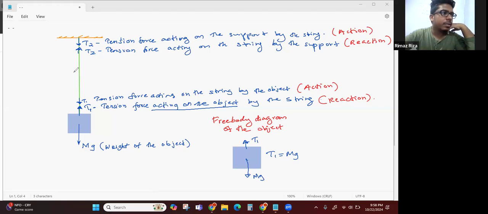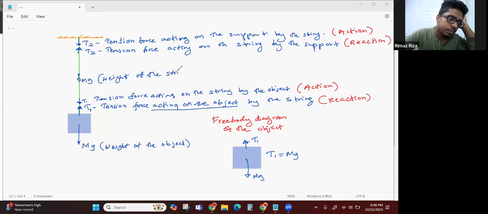By the way, I didn't mention in the note: let us consider an object of mass m hanged from a string. I didn't say a light string. So let's say the string has weight, and its weight acts from its center of gravity, simply mg. So this is the weight of the string. Okay, so this is the free body diagram of the object.